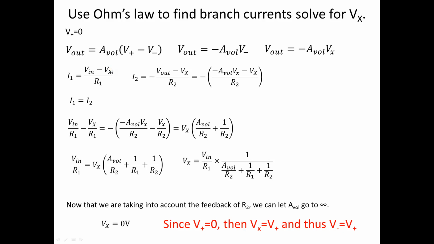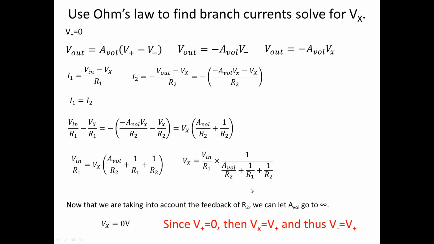In our previous derivation, Vx was set equal to 0. Let's see what happens now. So now we have I1 and I2. We set them equal to each other again, but instead of solving for V out, we're going to solve for Vx this time. You can get the PowerPoints and go through this derivation a little bit on your own. We get Vx equals Vin divided by R1 times the open loop gain divided by R2, 1 over R1 plus 1 over R2.